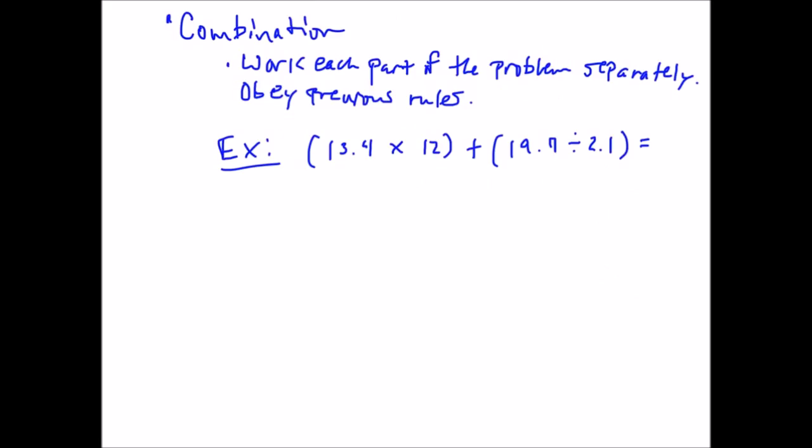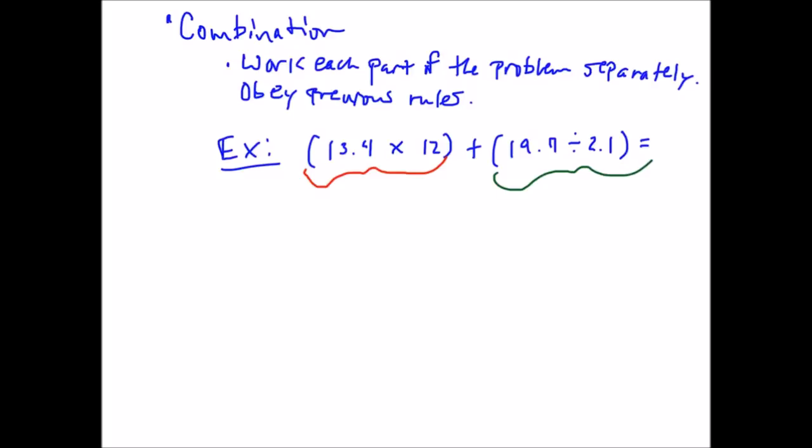So the last rule is combination. This is where you combine multiplication and division and addition and subtraction all wrapped up into one problem. The rule is that you work each part of the problem separately and you obey the previous rules. There are 2 parts to this problem. We have a multiplication piece over here, and we have a division piece over here. So we'll work each part of this problem individually.